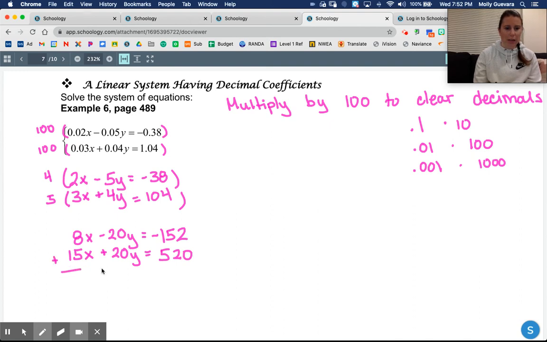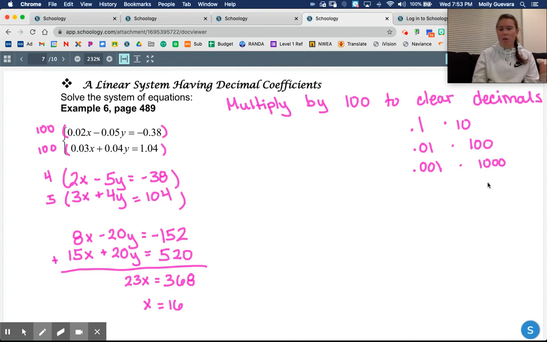Now I can go ahead and add these equations together. These guys cancel. 8 and 15 is 23, so 23x. 520 minus 152 is 368. Divide both sides by 23, and I get x equals 16.